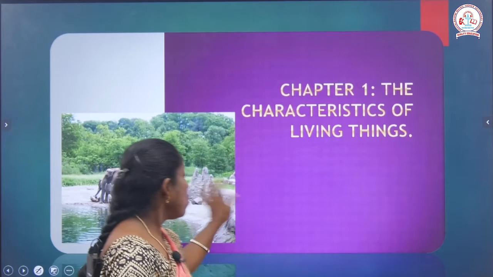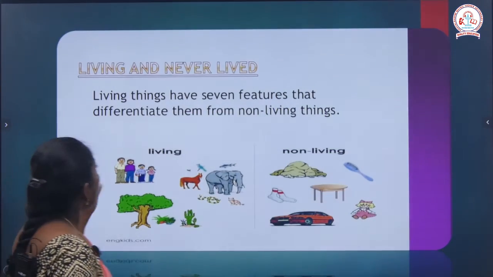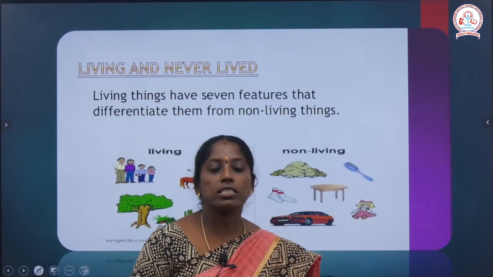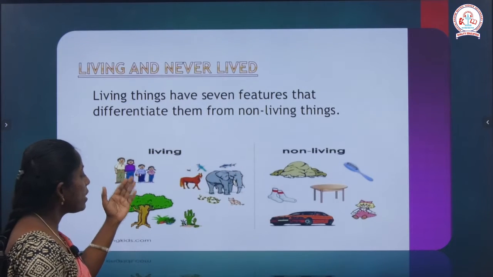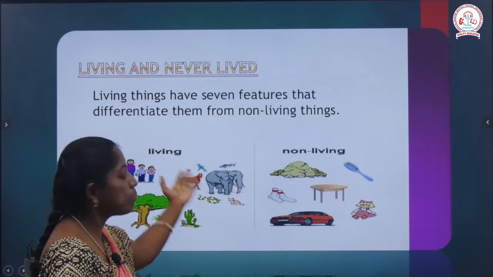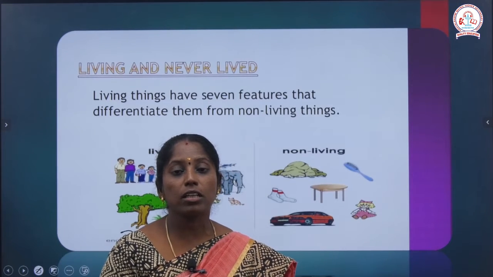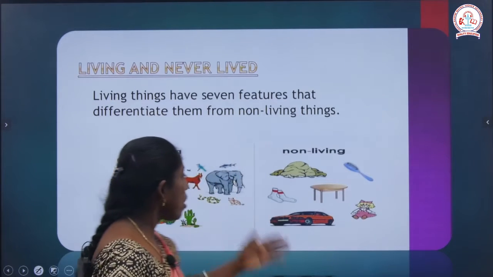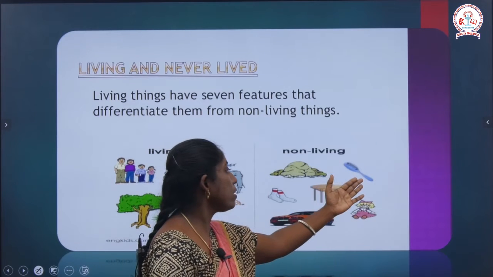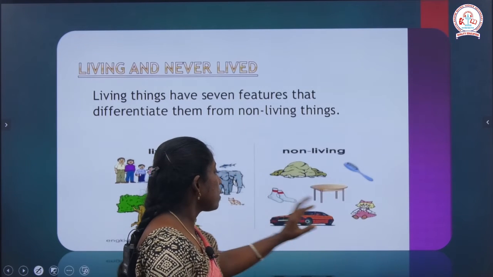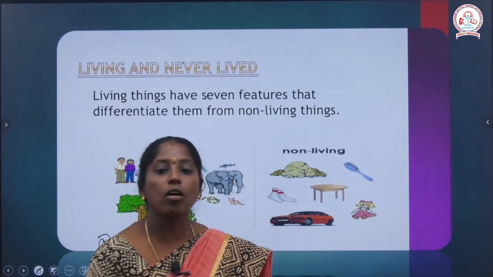First, children, what are the living things and non-living things? We know that living things have 7 features. Living things are human beings, plants, animals, birds, and aquatic animals, even fish, lobster, crabs. Non-living things are mountain, soil, rock, comb, chair, car, vehicles, even songs and toys.